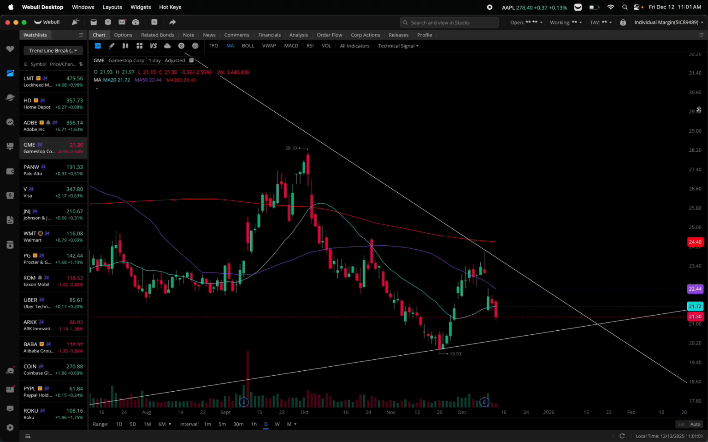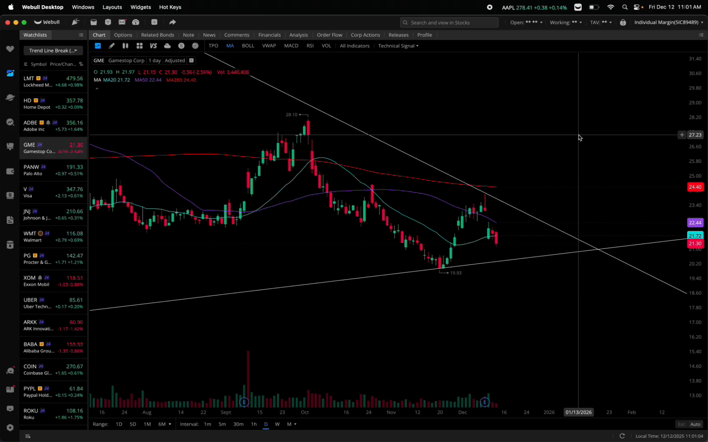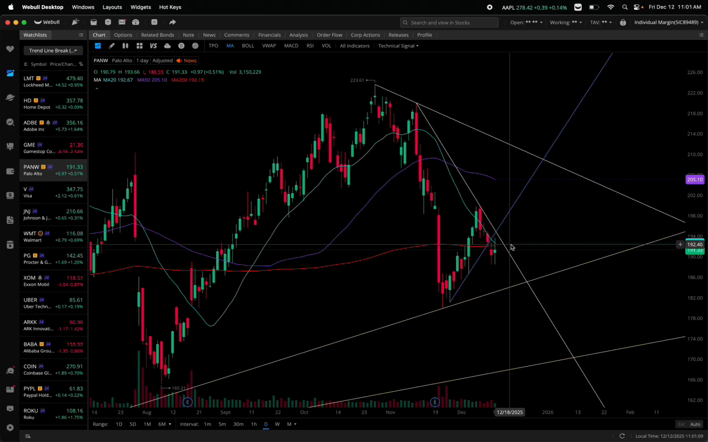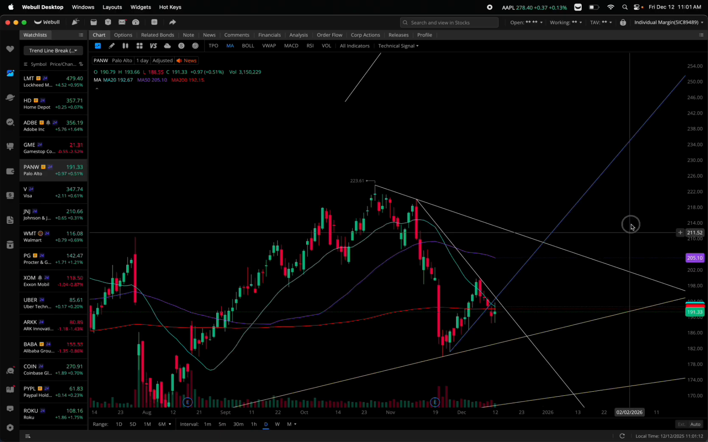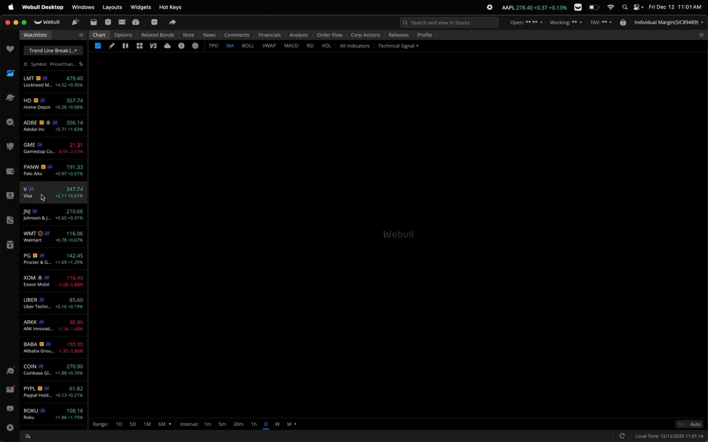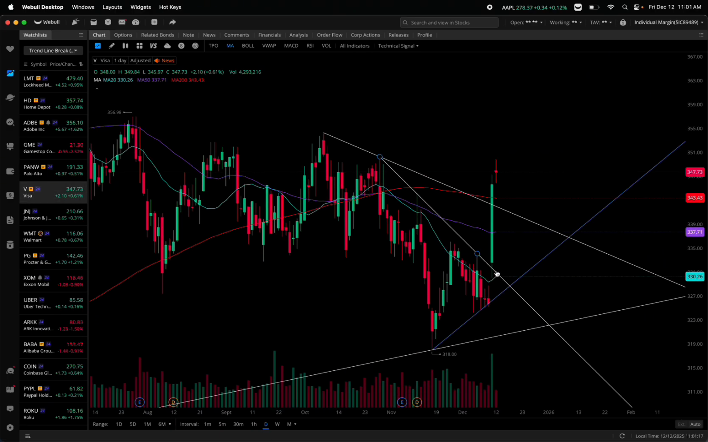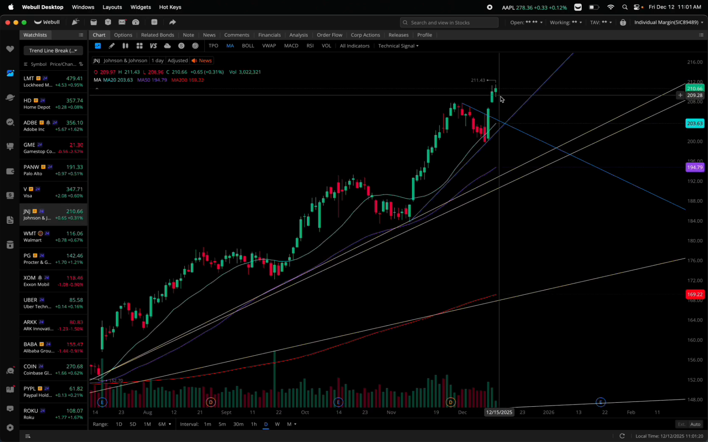GME, there is nothing today, no trend line. So ideally, you would have these trend lines again already set up either on Saturday or Sunday, ready for the week, but nothing on GME. Palo Alto, this was a setup for yesterday, so today nothing going on. Visa, again, another setup for yesterday, nothing going on today. Johnson & Johnson, another setup.